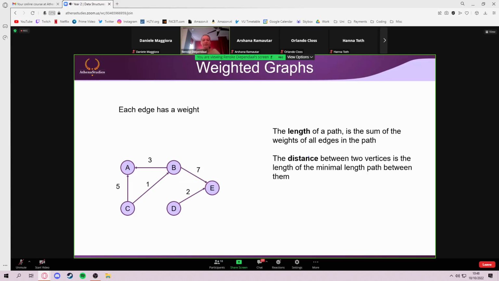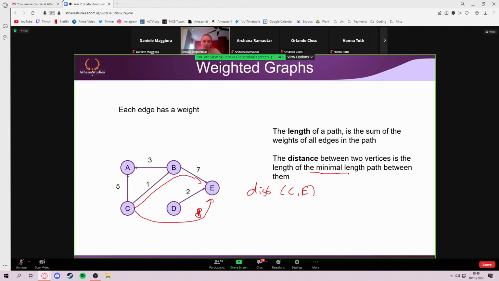And then we also have the distance between two vertices. So we could say distance between C and E. And it's the length of the minimal length path between them. It could be that there are multiple paths between something. For example, it could be that there is a directed edge with weight 8, for example. And then there are multiple paths, and then the distance is sort of the shortest path between them.